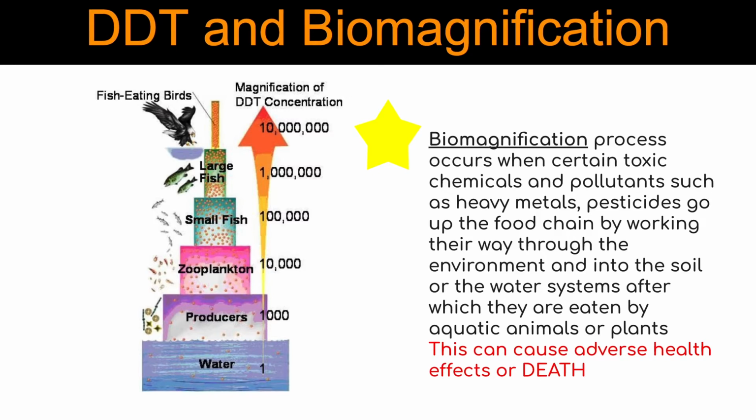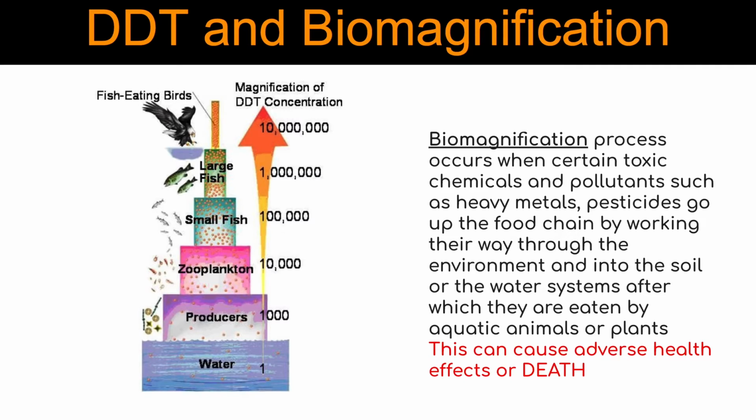The word biomagnification is important to know for biology, and that's going to be an important word that you're going to have to understand from now all the way into grade 10 through to grade 12. Basically, biomagnification is a process that occurs when a certain toxic chemical, just like DDT, starts to build up in the environment. And it goes up the food chain by working their way through the environment into the soil or into the water system.